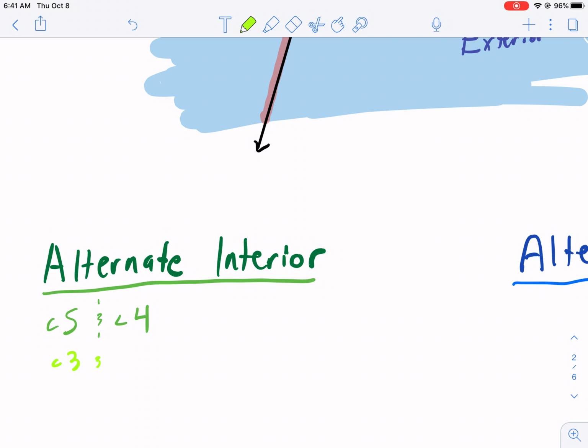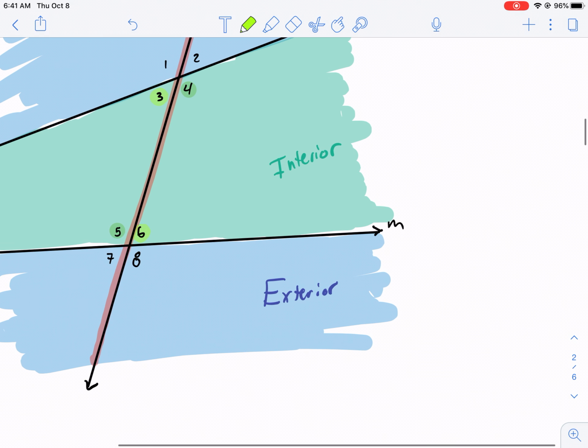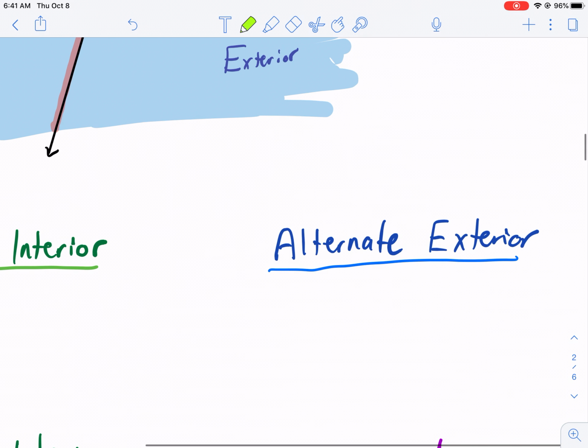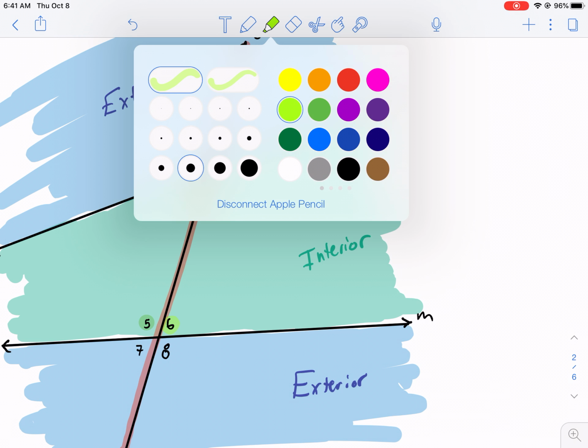Angle 3 and angle 6. So those are the alternate interior angles. That's it. There's only 2 pairs, so 4 total. Alternate exterior, same deal, but now we're talking about the outside.